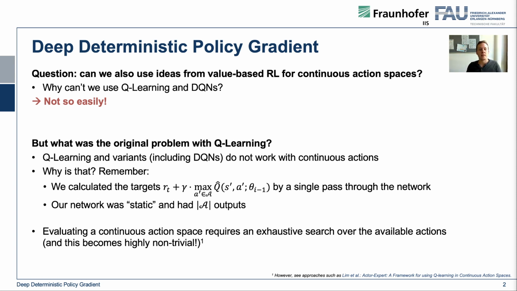However, what we have seen is that if we really had continuous action spaces, and this would also be the input to our neural network, evaluating a continuous action space to get a maximum Q value for a certain state requires something like an exhaustive search over all the available actions, which becomes highly non-trivial in practice. However, there's also work that deals with this problem, but it's out of scope for this video.